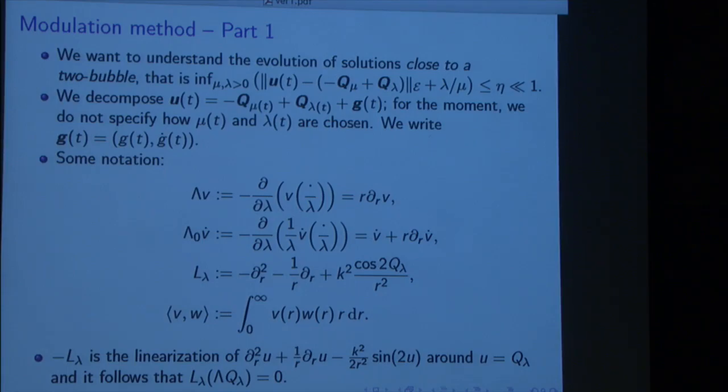So we want to take any solution which has energy 8k pi and which is close to a two bubble configuration. So the distance, for some u and lambda, the distance from a superposition of two bubbles is small, and the ratio of the scales is small. Are lambda and mu constant, or are they time dependent? No, here we have the infimum. Sorry. They're not time dependent.